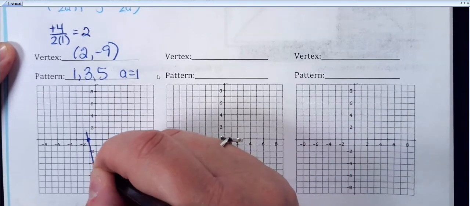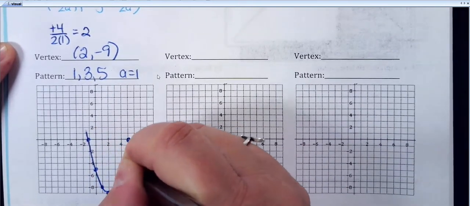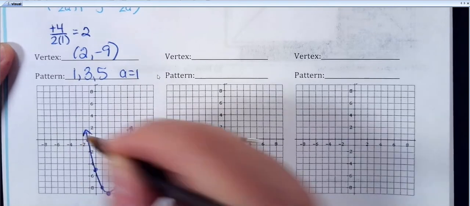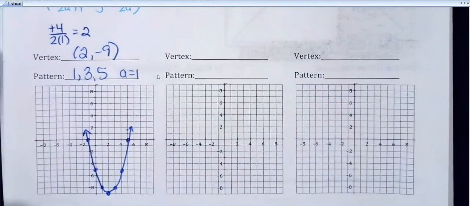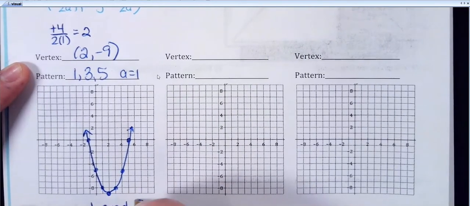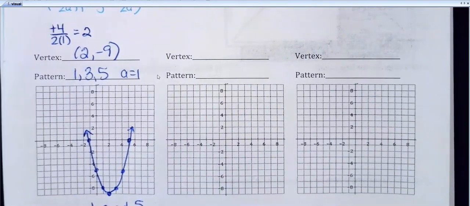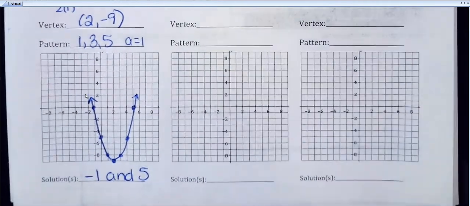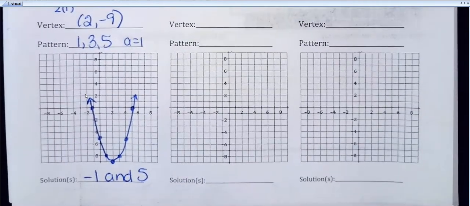Can anybody tell me what the zeros are here? What'd you get? Should be -1 and +5. Oh, not on the screen, sorry, -1, +5. Is anybody having a question?